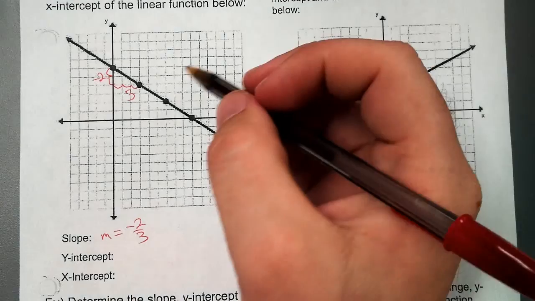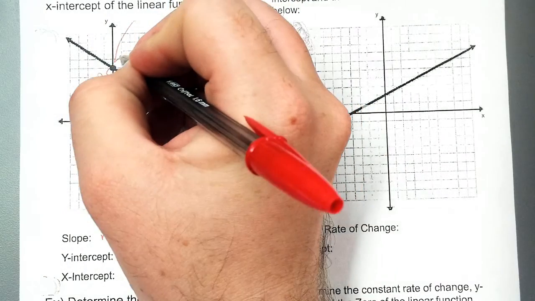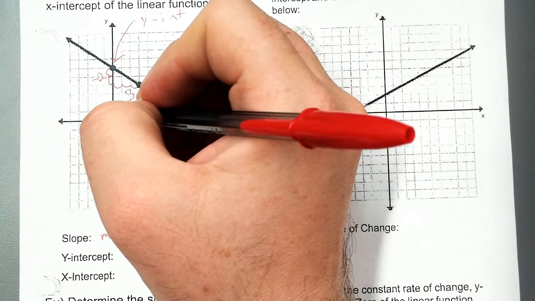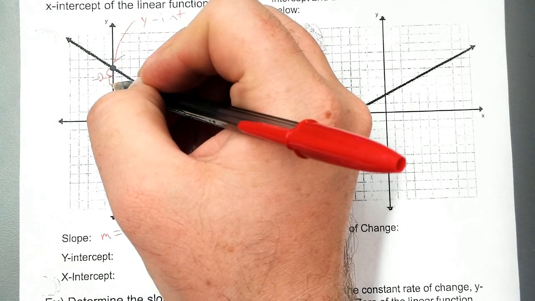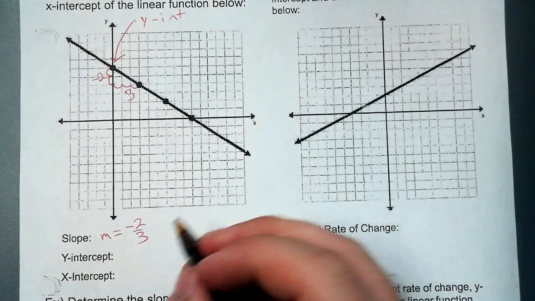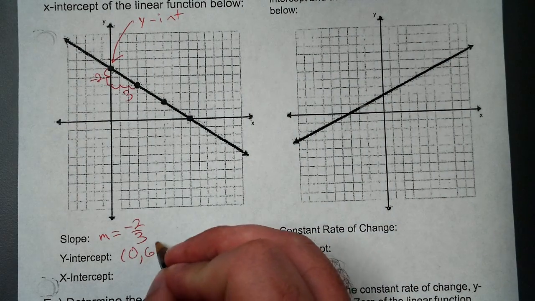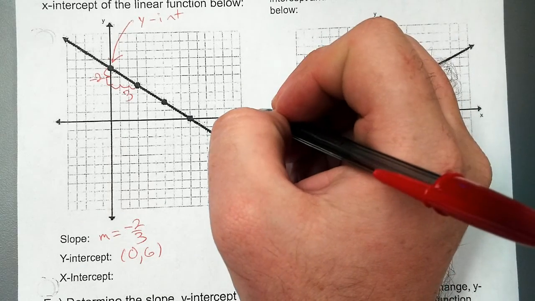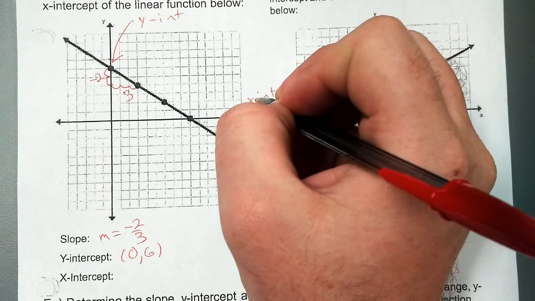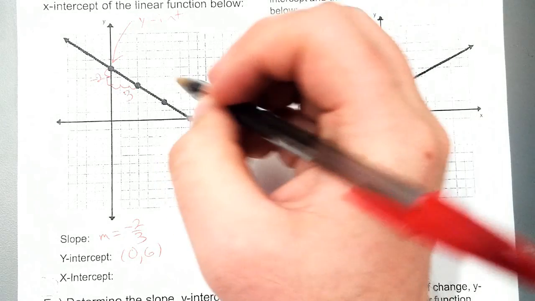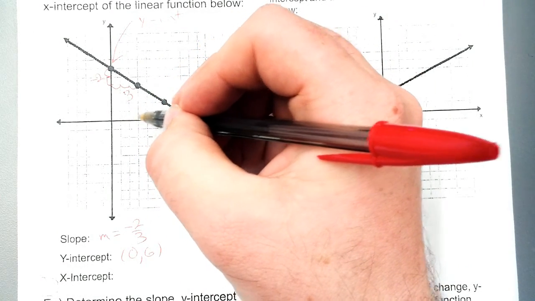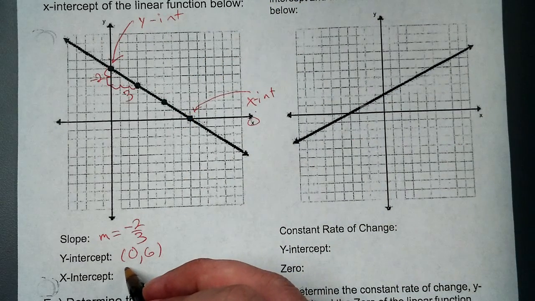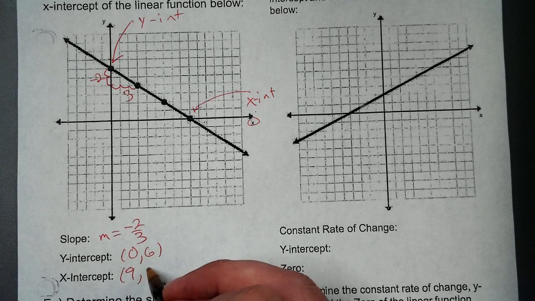My y-intercept, where it hits the y-axis, right here, it hits at positive 1, 2, 3, 4, 5, and 6. So it's at 0, 6. My x-intercept is where it hits the x-axis, which is right there, and that hits at positive 1, 2, 3, 4, 5, 6, 7, 8, 9, and the y value is 0. So it's at 9, 0.